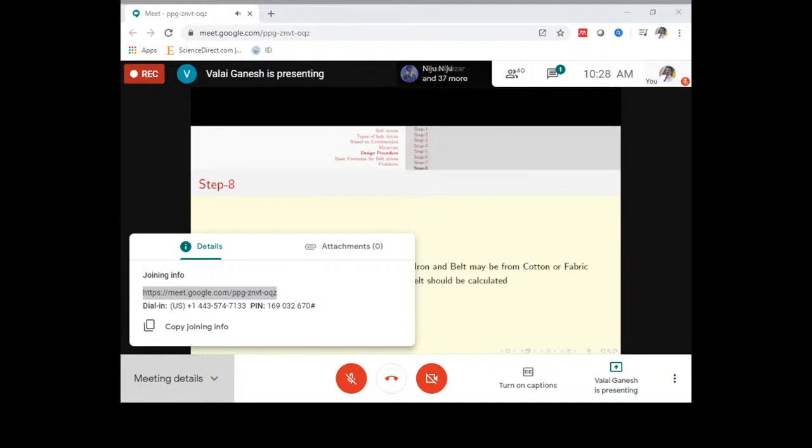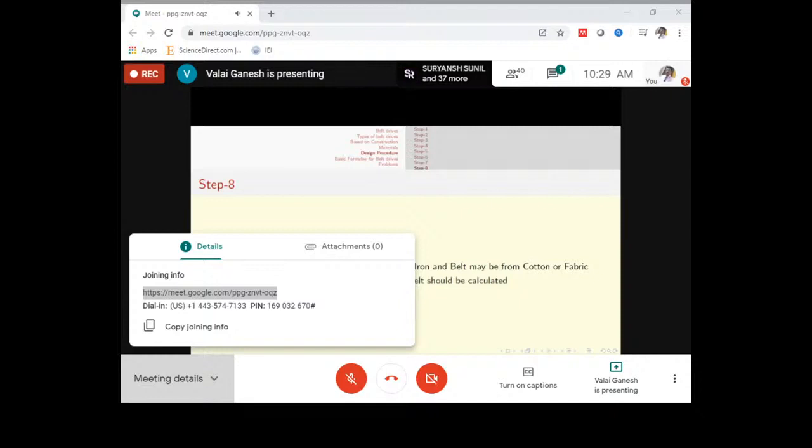Step number 8 is the dimensions of other portions of the belt drive. First and foremost, we need to select the material for the pulley as well as the belt. The pulley is normally made of cast iron for an open belt drive, since cast iron has a minimum wear rate. For the belt, we may choose cotton, fabric, leather or rubber.